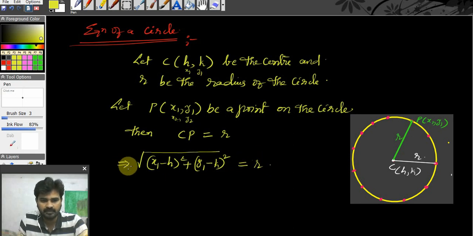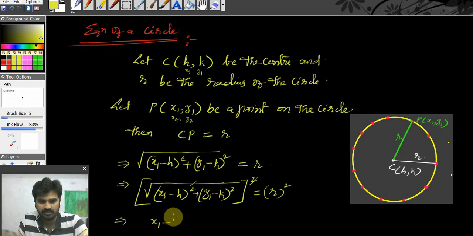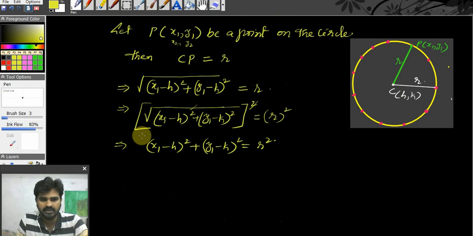Now squaring on both sides, we take the bracket as a whole square. Doing cancellations here, you will get (x1 minus h) whole square plus (y1 minus k) whole square is equal to r square. So we get an equation here. Look at this. This is the equation of the circle.